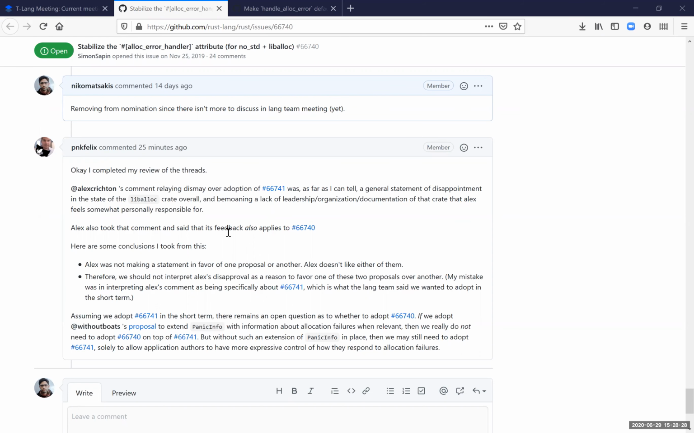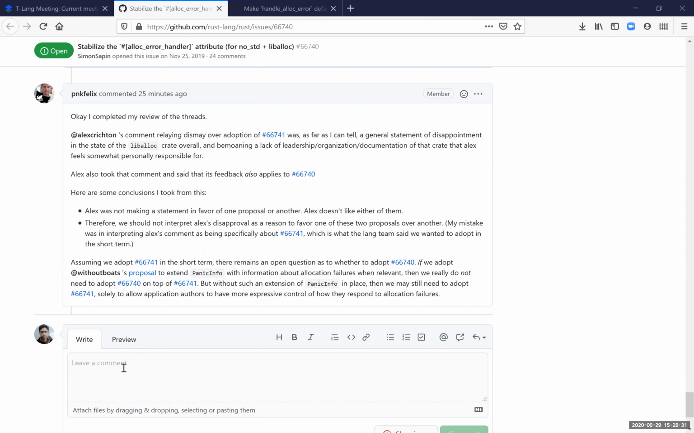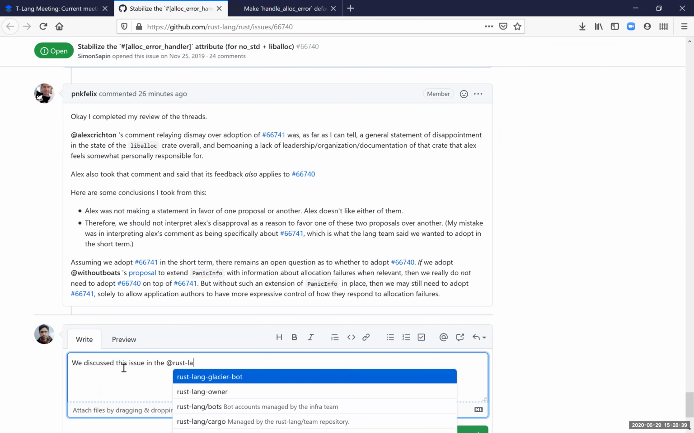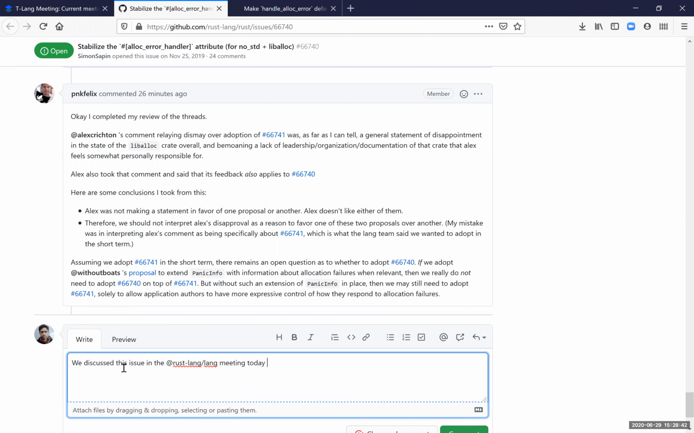All right. You wrote it already in the comment, basically, but I can say that we discussed this issue in the Rust Lang meeting today, and felt that we could delay stabilizing the error handler proposal until there is a specific request for some reason other than access to liballoc in the most context. That sounds right to me.